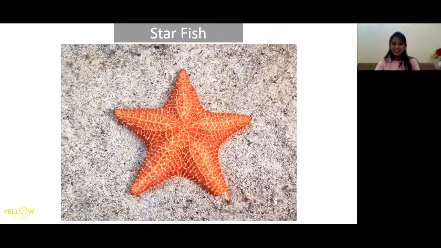Do you know what is this? It lives in the water and it is in the shape of a star and it is a starfish. It is a starfish. And I will tell you one interesting thing about it. They have small eyes here. Yes, they have small eyes here.